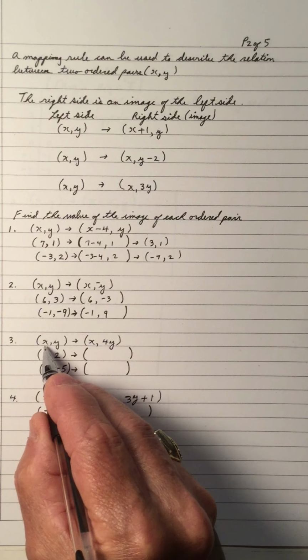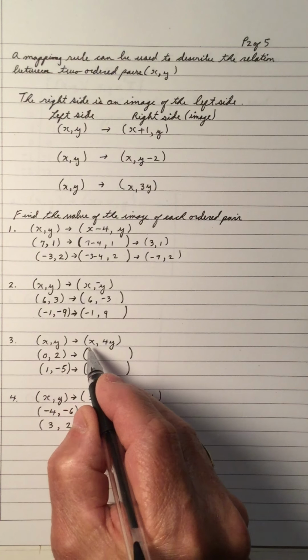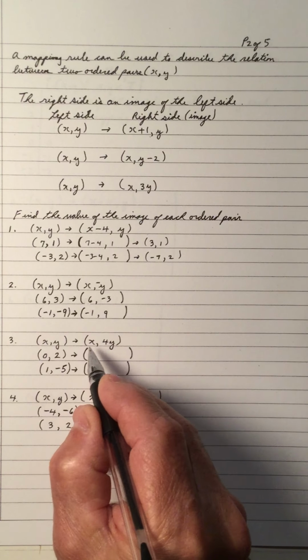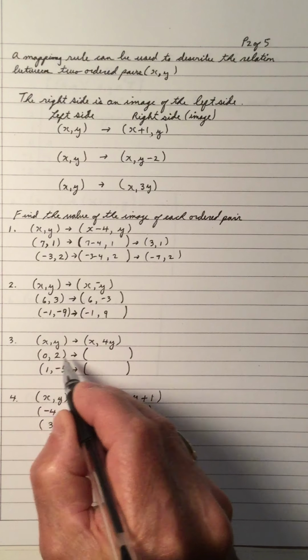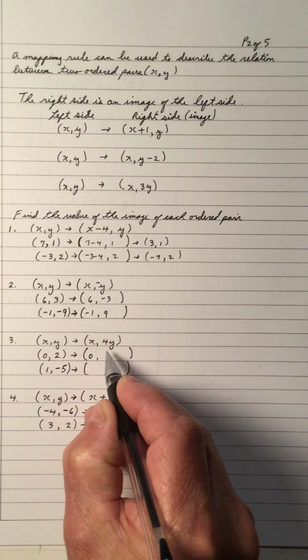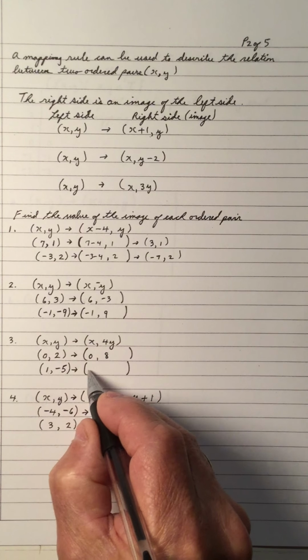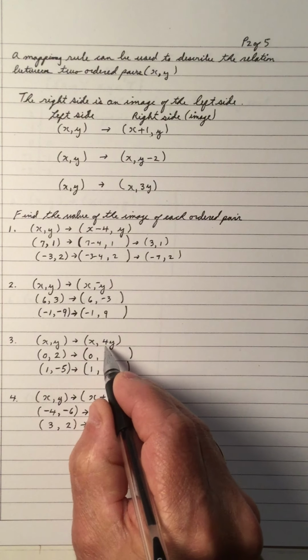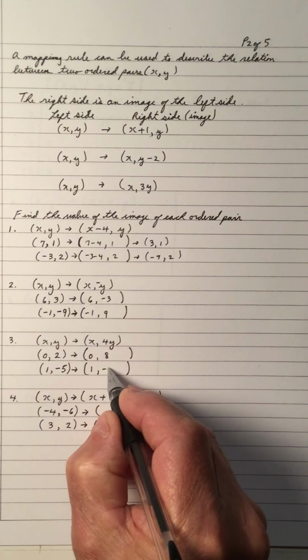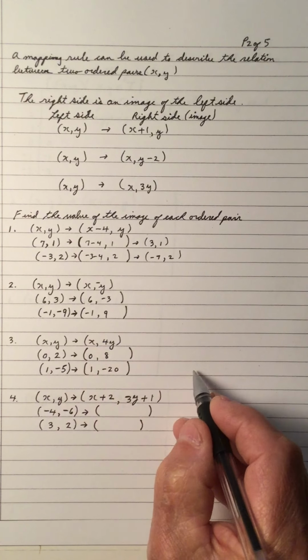Number 3. The mapping rule (x, y) is mapped to (x, 4y). So the x is not changed, so the x is 0. And 4 times 2 is 8. The x is not changed, the x is 1. 4 times negative 5 is negative 20.